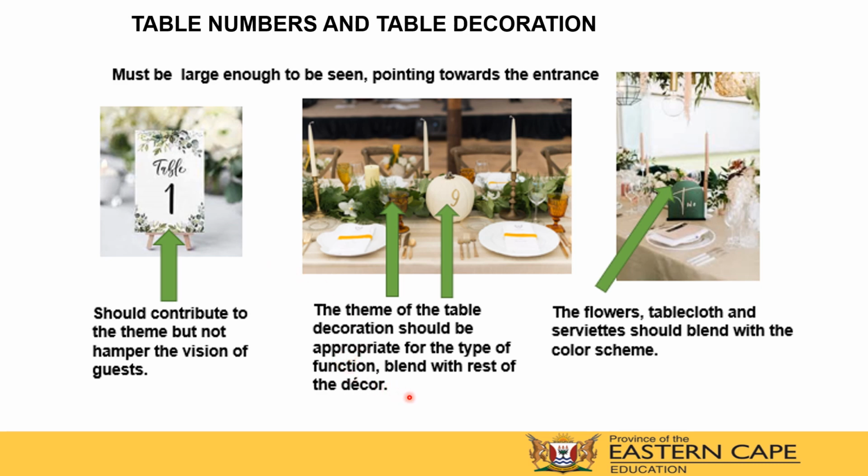The theme of the table decoration should be appropriate for the type of function, and it must blend with the rest of the decor. In this instance, if you look at our 3 pictures, they all blend well together, which means that the theme of this particular restaurant setup was earthy and green colors. So you must make sure that your table decorations blend and are not out of place or in contrast. And the flowers, the tablecloth and the serviettes should also blend very well with the theme.